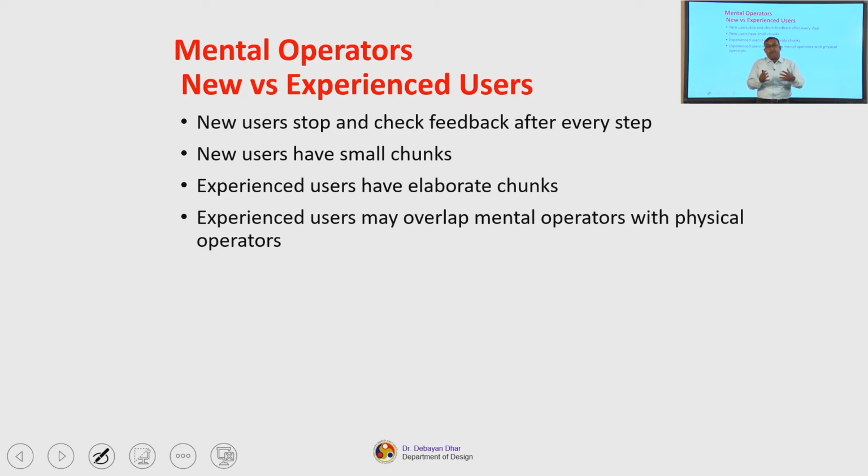They can overlap, but in the case of novice users, the overlap does not happen, because their chunks of information are very small, not elaborate, since they are first time users. So, one way to differentiate between a novice user type and an experienced user type is from the perspective of the mental operators that they are going to have. More mental operators after each step to check for feedback means he is a novice.